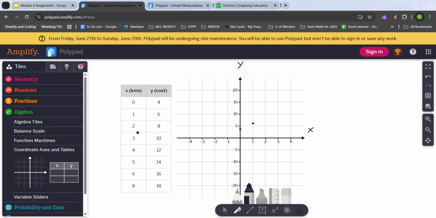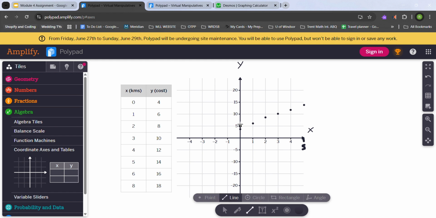So at 2 kilometers, we would be at $8. So a little closer to that 10. At 3 kilometers, we'd be right at 10. At 4 kilometers, we would be right at 12. Perfect. And then 5 would probably be right here. I'm just going to put a little 5, and we would be at 14. So I think you get the point of this.